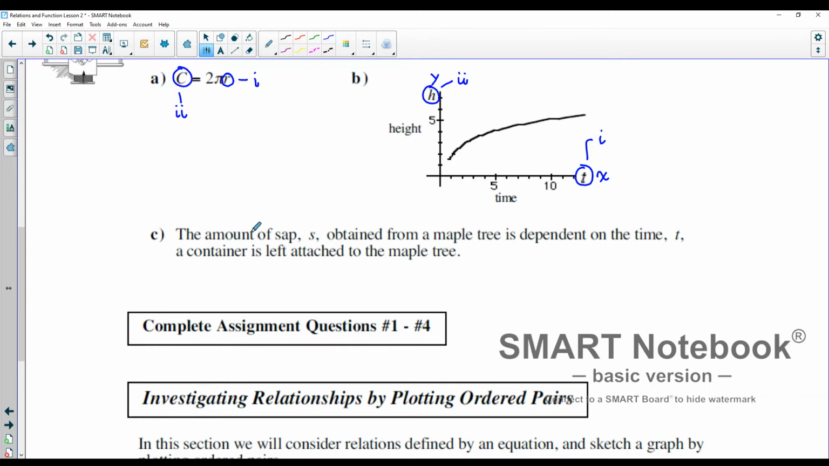C says the amount of sap S obtained from a maple tree is dependent on the time t that a container is left on the side of the tree. So this sentence actually flat out tells you what the dependent variable is. It says the amount of sap depends on the time. So the amount of sap here would be your dependent variable. And then the time would be your independent variable. So the longer that you leave this container on the side of the tree, the more sap you're going to collect. Therefore, the sap depends on what the time is.